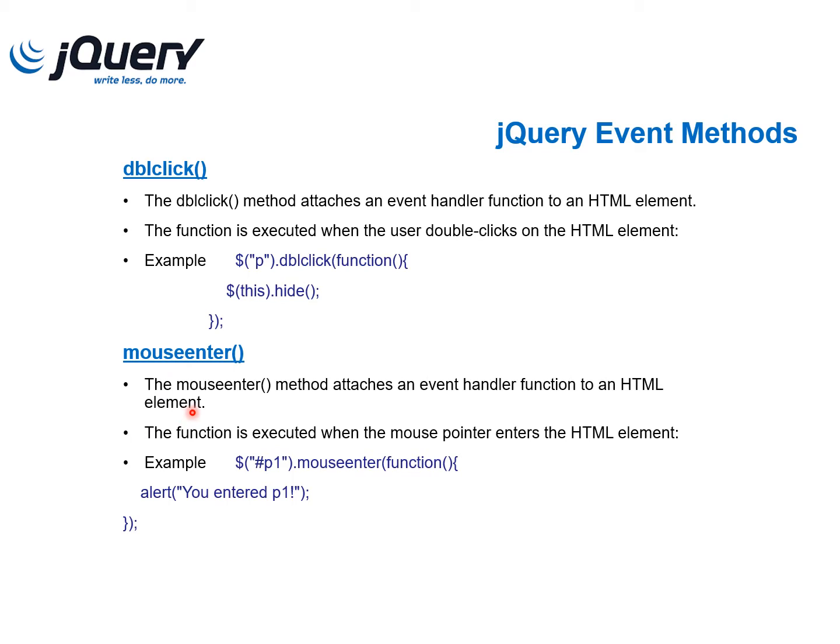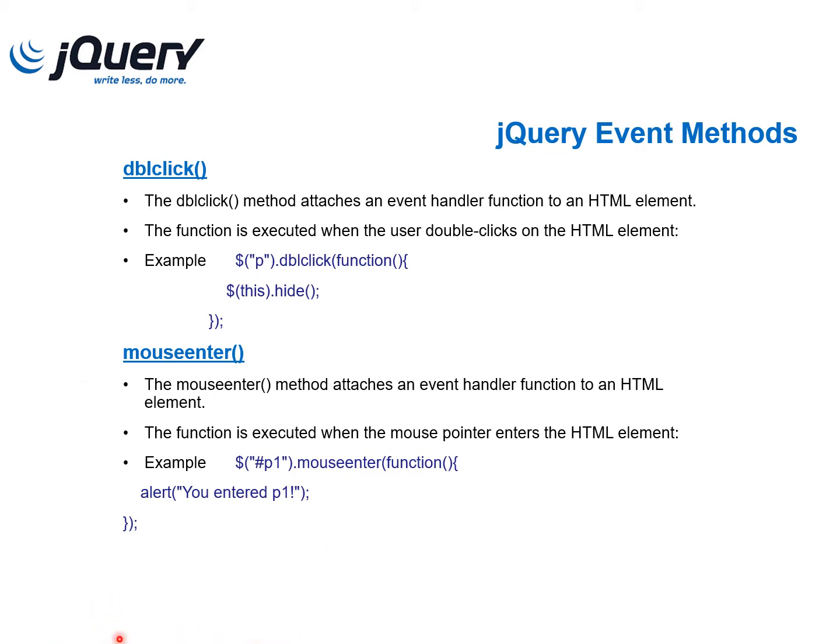Then another event is mouseenter. The mouseenter method attaches an event handler function to an HTML element. The function is executed when the mouse pointer enters the HTML element. $("#p1").mouseenter(function(){ ... }). So if a mouseenter happens on the element with the ID p1, then an alert message will be generated with the value "You entered p1".